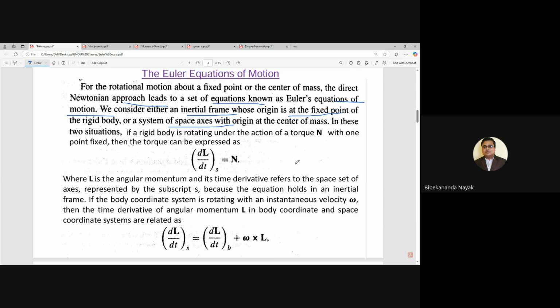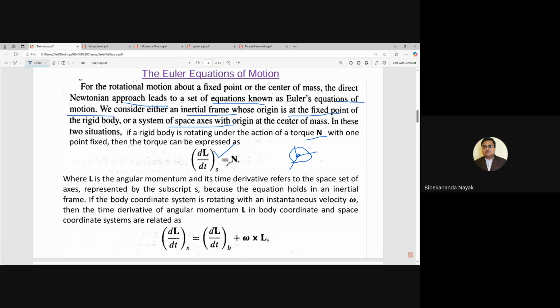We have two options. Either the origin of the body set of axes is a fixed point, or, if the fixed point is not given, we assume it is the center of mass. From Newtonian mechanics, we know that torque, here I take the symbol N, is equal to dL by dt. The outside torque is dL by dt with respect to space coordinates. This formula is valid for space coordinates.